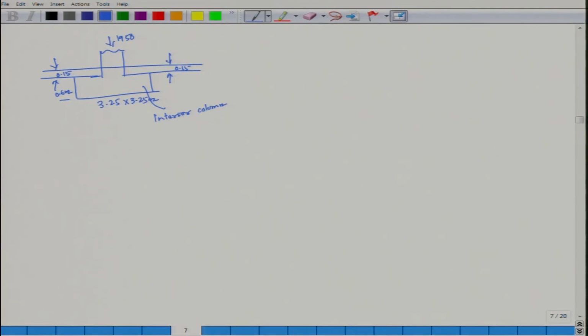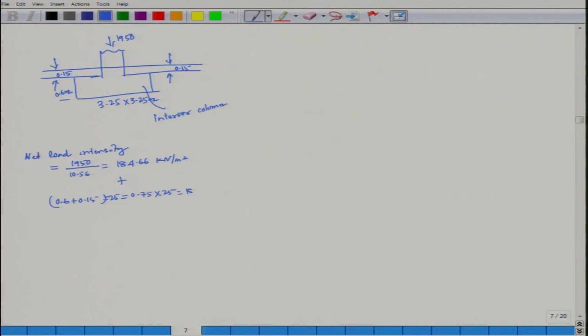Now net load intensity, let us see. Net load intensity is equal to 1950 by 10.56. 10.56 is the actual area. So it is coming out to be 184.66 kilonewton per meter square, plus there is concreting here. So this has to be 0.6 plus 0.15, this into 25, which is equal to 0.75 into 25. 25 is the concrete density.